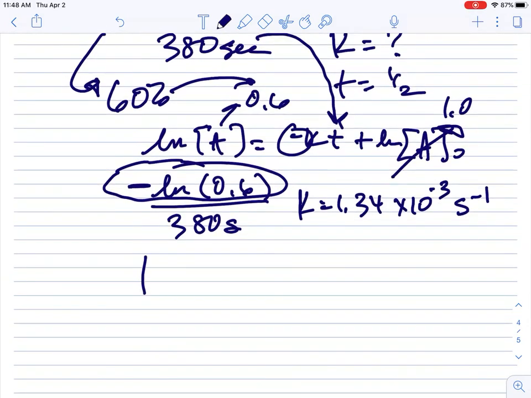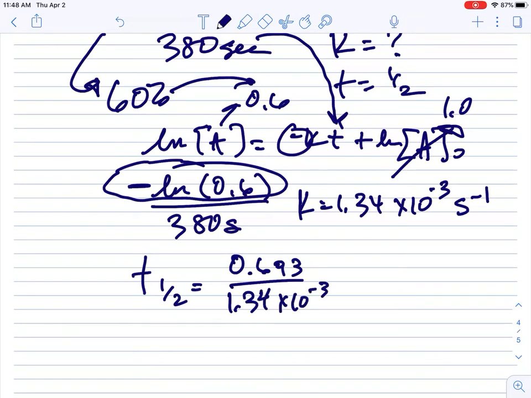Now, to get my half-life, I'm going to take 0.693 and divide that by 1.34 times 10 to the negative third s to the negative 1. I'm going to get 517 seconds.